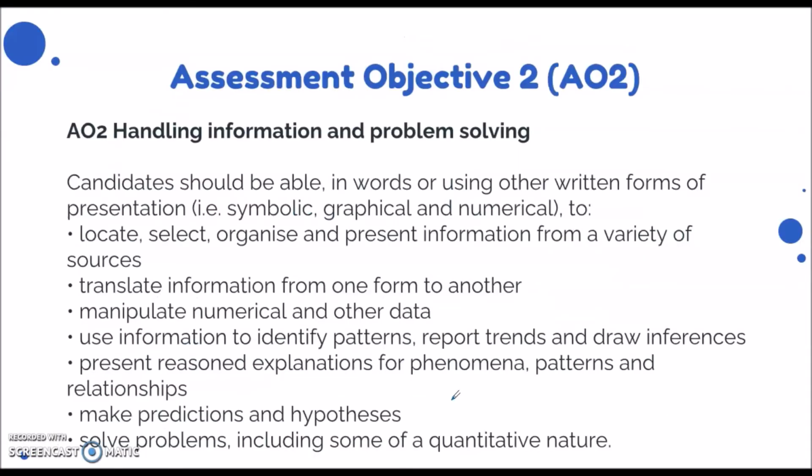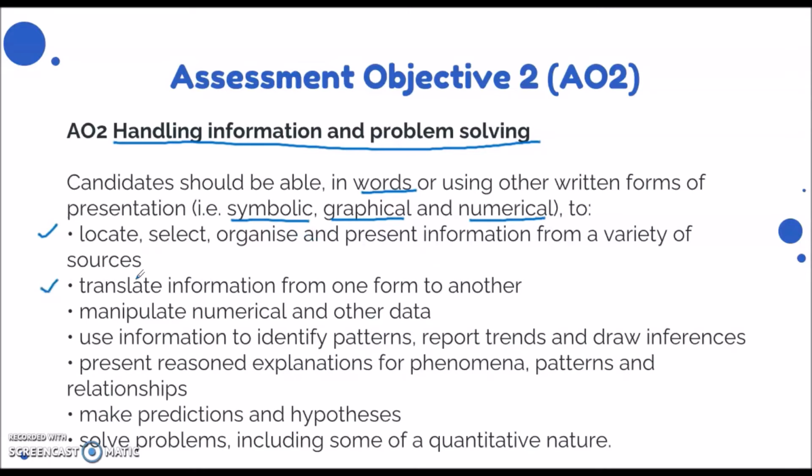Now let us look at AO2. It's the second level of objective, and it has to do with handling information and problem solving. Candidates should be able, in words or using either written forms of presentation, be it symbol, graph, or numerical, to locate, select, organize, and present information from a variety of sources.